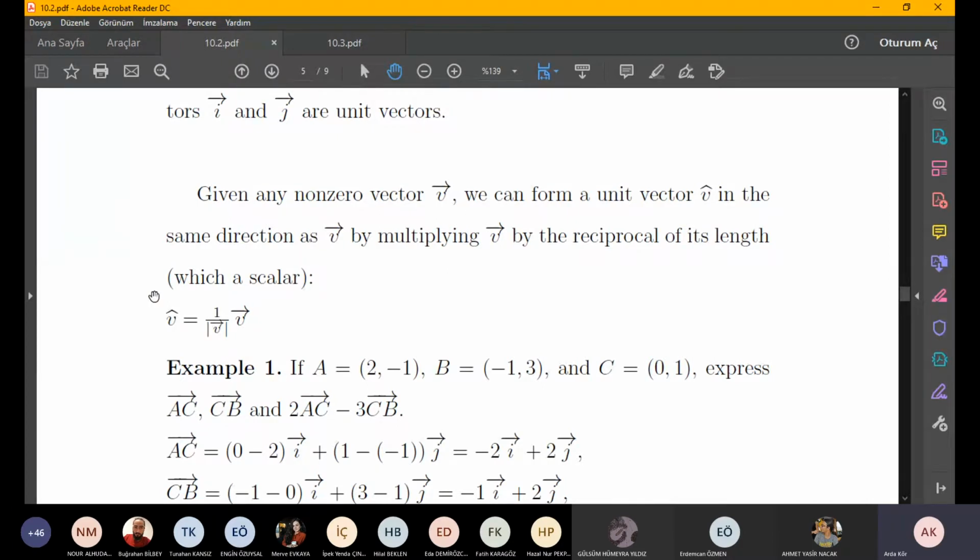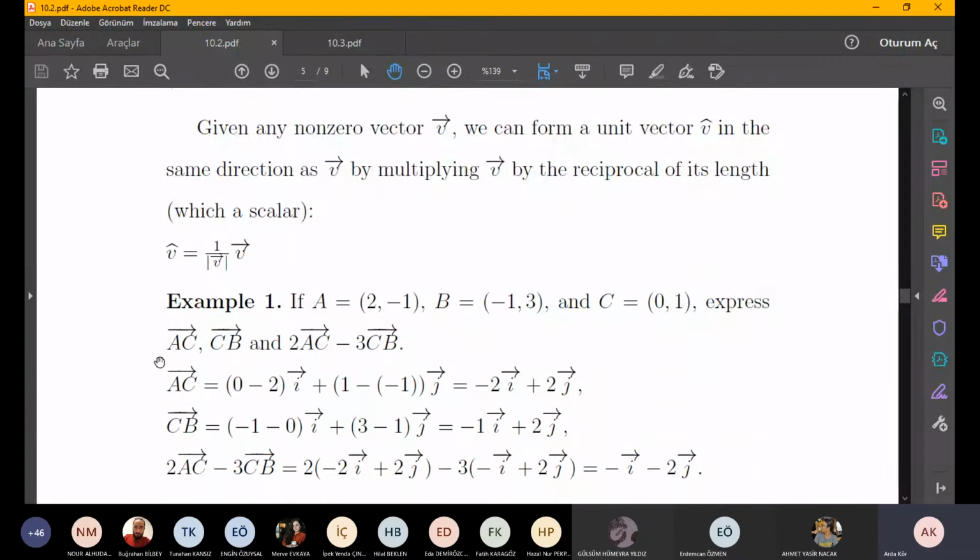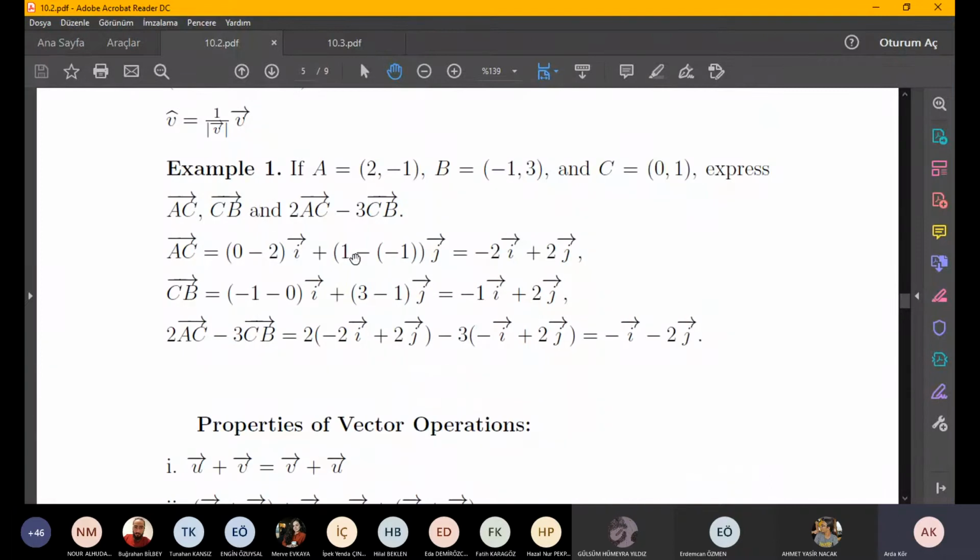vector v. This is another way that you can show the unit vector, or the vector with length 1. Let's give some examples for addition and also scalar multiplication and subtraction.